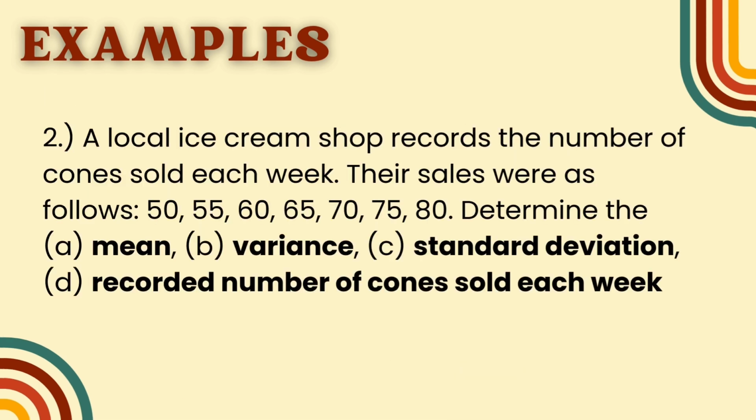For our second example, a local ice cream shop records the number of cones sold each week. The shares were as follows: 50, 55, 60, 65, 70, 75, 80. Determine the mean, variance, standard deviation, and the recorded number of cones sold each week.